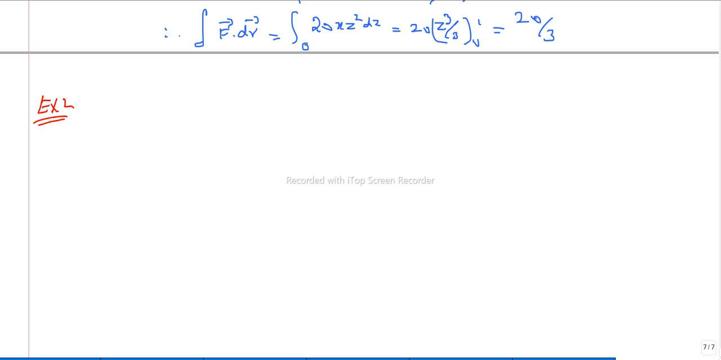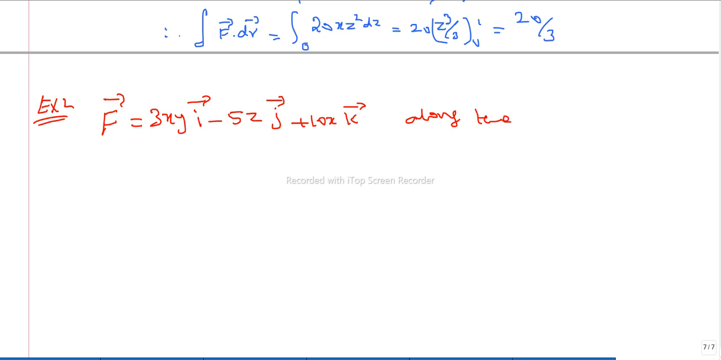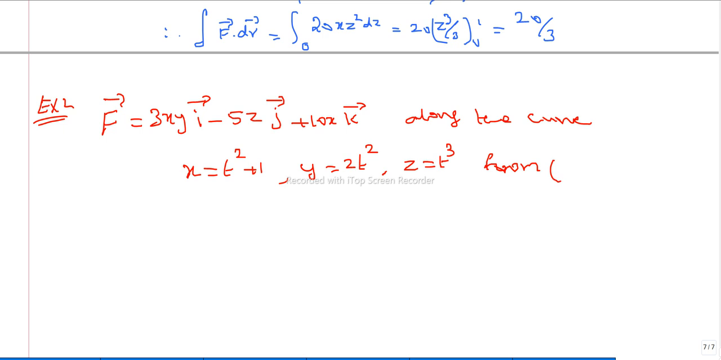Find the total work done by the force F equal to 3xy i vector minus 5z j vector plus 10x k vector along the curve x equal to t square plus 1, y equal to 2t square and z equal to t cube, from t equal to 1 to t equal to 2. So how do we find this?